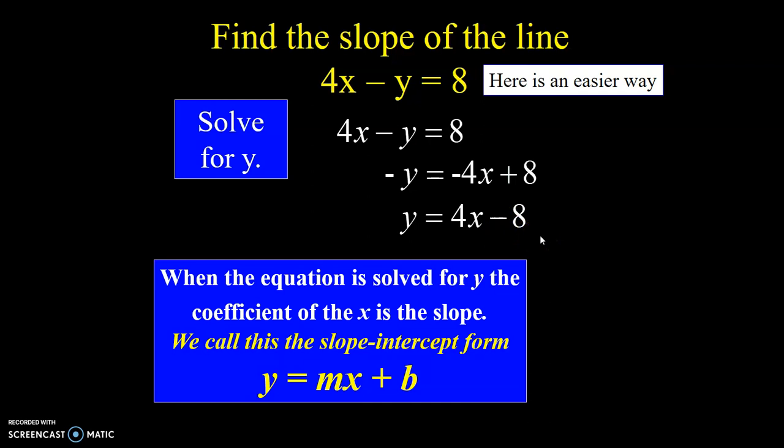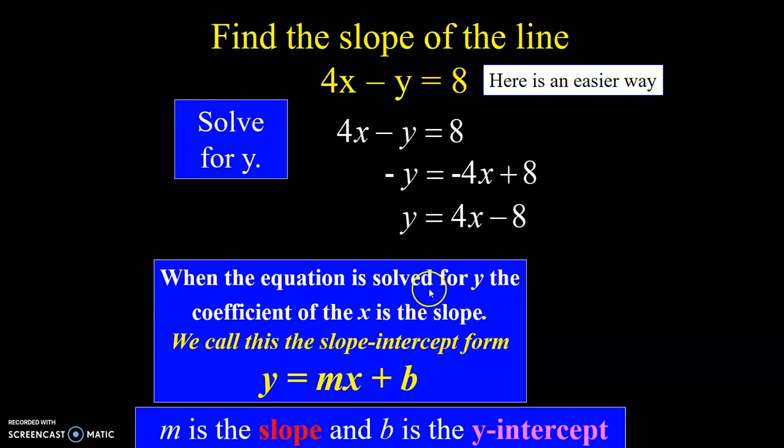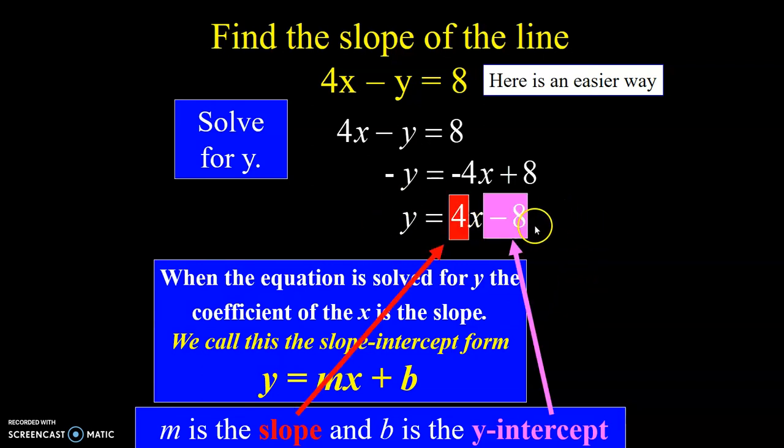When the equation is solved for y, the coefficient of the x is the slope. The slope-intercept form is y equals to mx plus b, where m is the slope and b is the y-intercept. So therefore, what is the slope of the line now? The slope of the line in this equation is equal to 4, and the intercept is equal to negative 8.